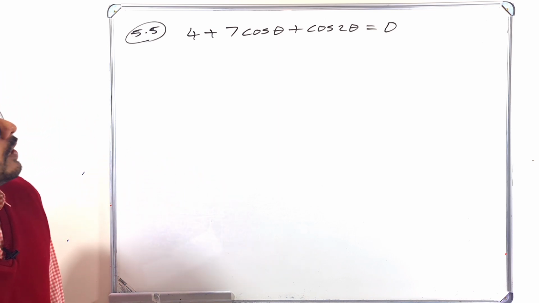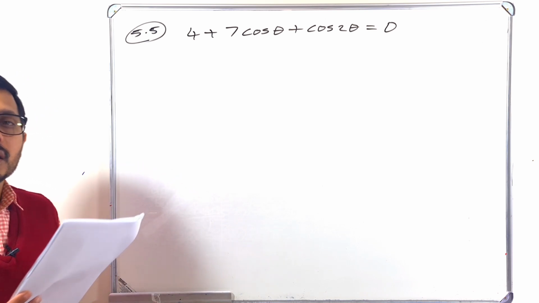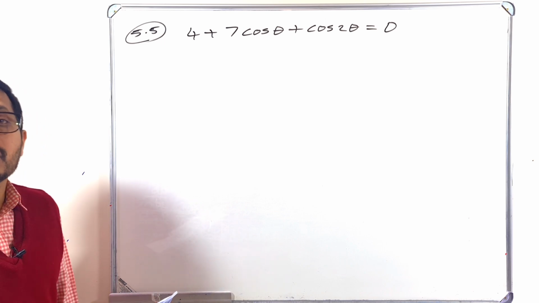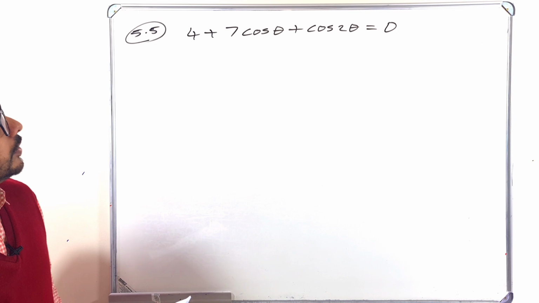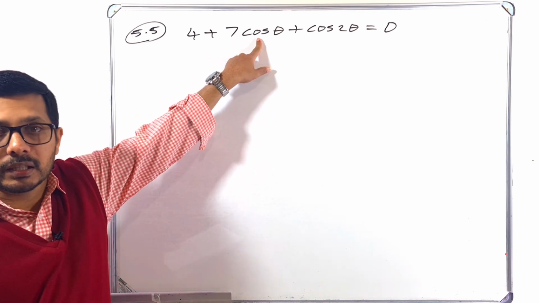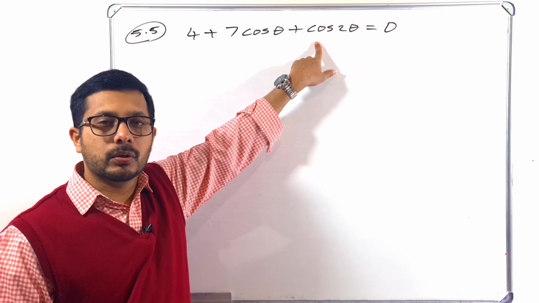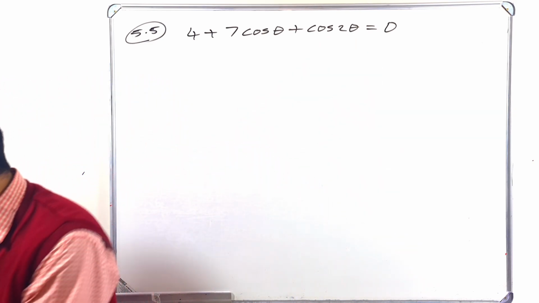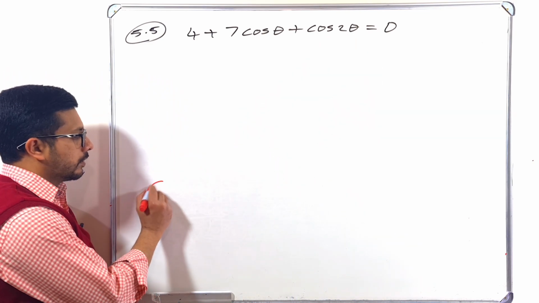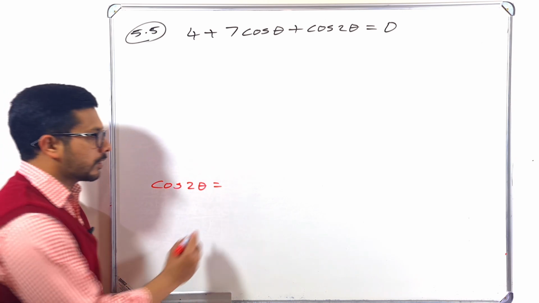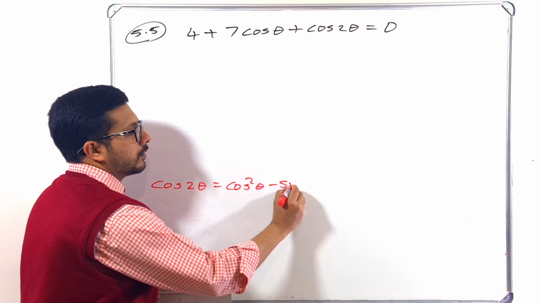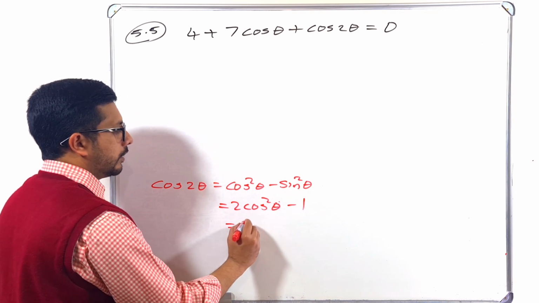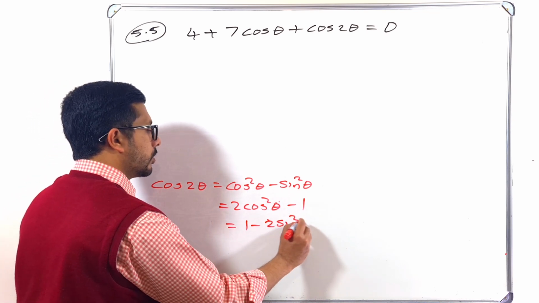Normally this type of question, just like what we did in the previous question, we have to convert into a quadratic equation. So how can we convert this one into a quadratic? Look at 7 cos theta. Here we have to get a cos square theta. Cos 2 theta is a double angle, and for cos 2 theta there are three identities. Cos square theta minus sin square theta. Second one is 2 cos square theta minus 1, and the third one is 1 minus 2 sin square theta.